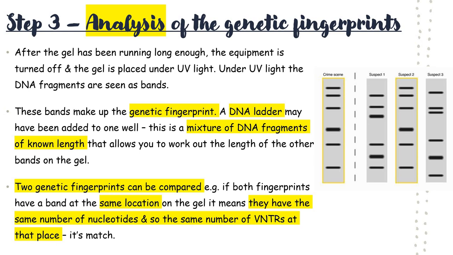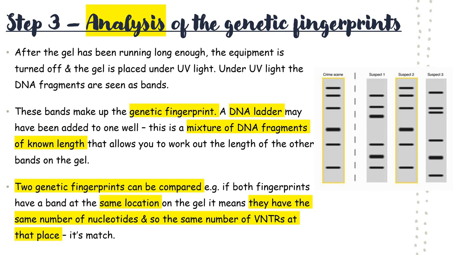You can also add a DNA ladder, which is a solution of known lengths of DNA fragments. It's a mixture of DNA fragments of known lengths that allows you to work out the length of the other bands in the gel, which means that 2 genetic fingerprints can be compared, or you can compare the length of the sample fragments to the DNA ladder. And you could also compare 2 fingerprints.